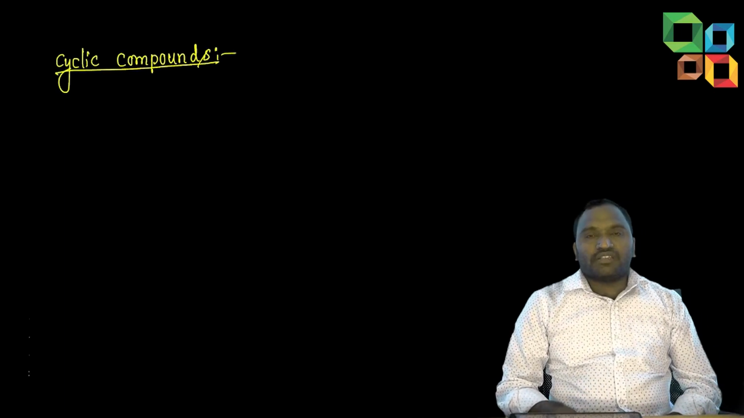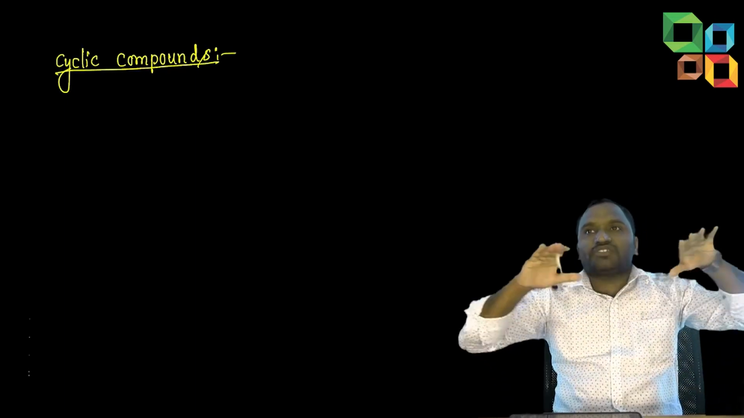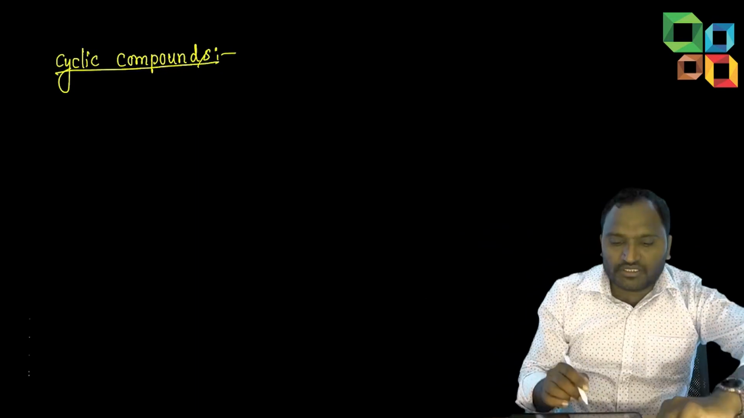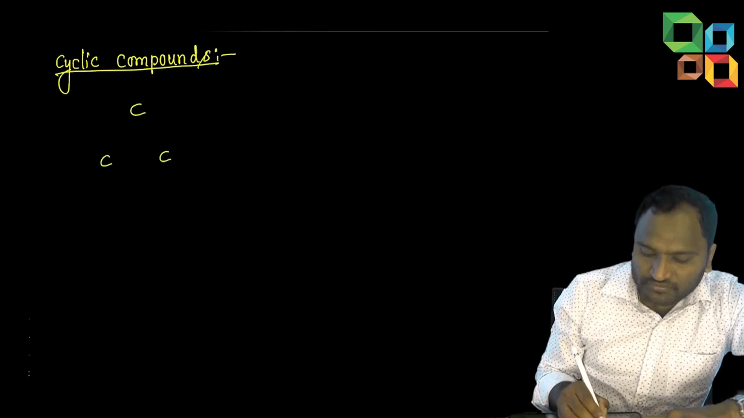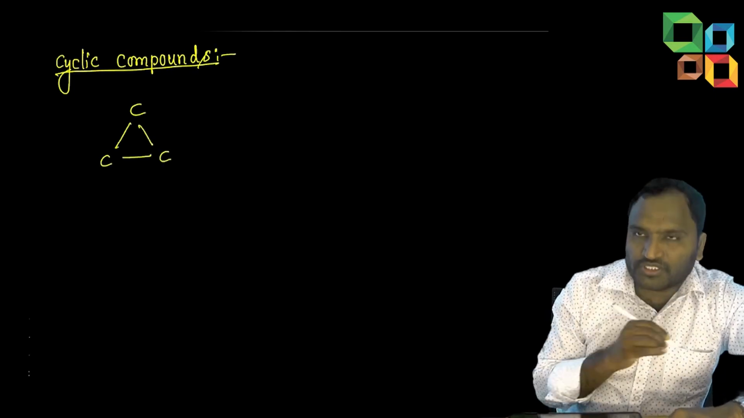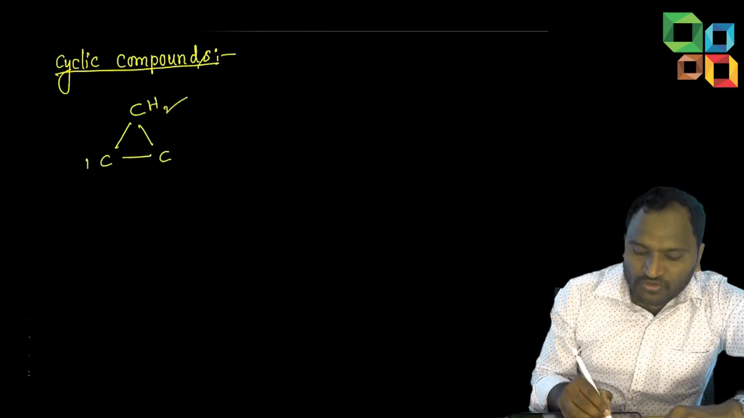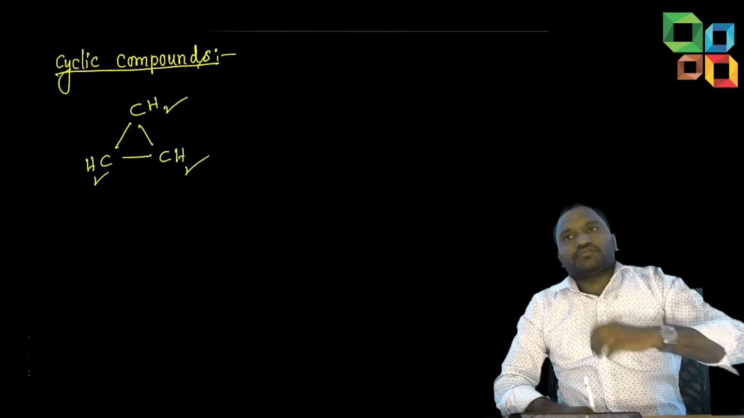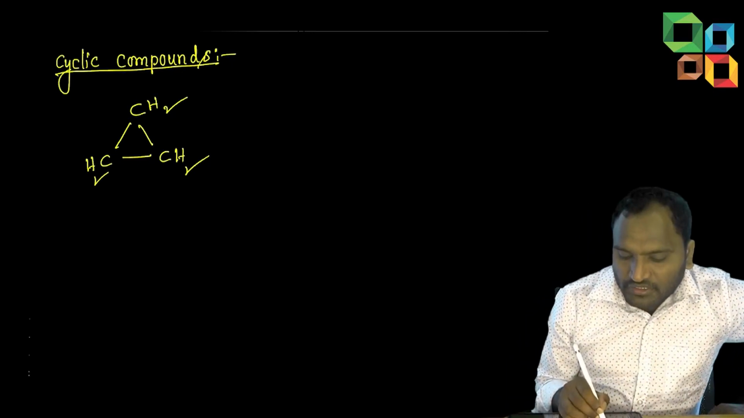If I explain this one, you will come to know the difference between cyclic and acyclic. Acyclic means open chain. Cyclic means they form closed rings. See here, cyclic compounds: here we need a minimum of 3 carbon atoms. They form a closed structure. Here each carbon atom is connected with 2 bonds, so if we give 2 hydrogens to each carbon, that is enough. This is called a cyclic compound.